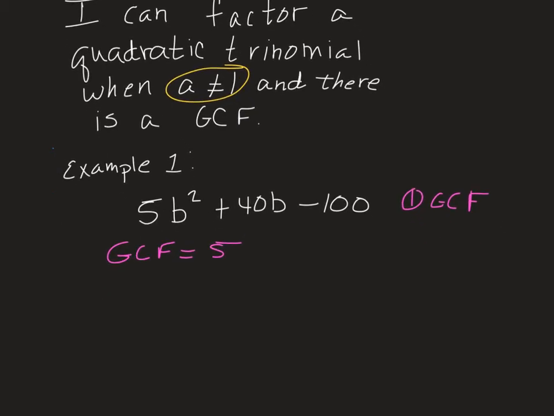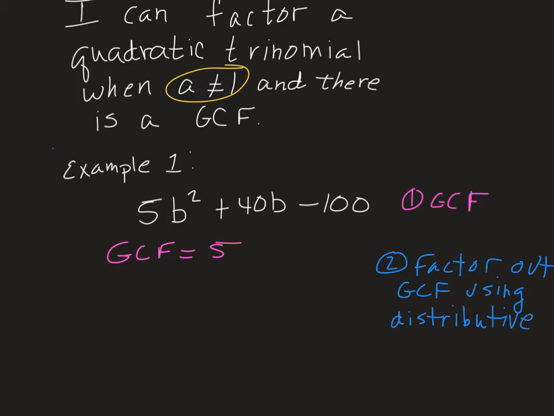So what we're going to do is we're going to figure out what the GCF is. We're going to do step 2 exactly like we did yesterday. We're going to factor out the GCF using the opposite of distributive property, or like undoing distributive. So remember what that looks like is we're going to put that 5 out to the side. And then let's see what we have left over in the rest of the binomial once we get done.